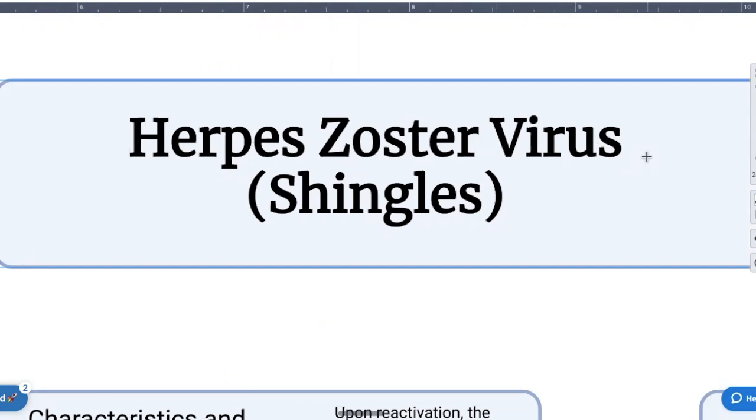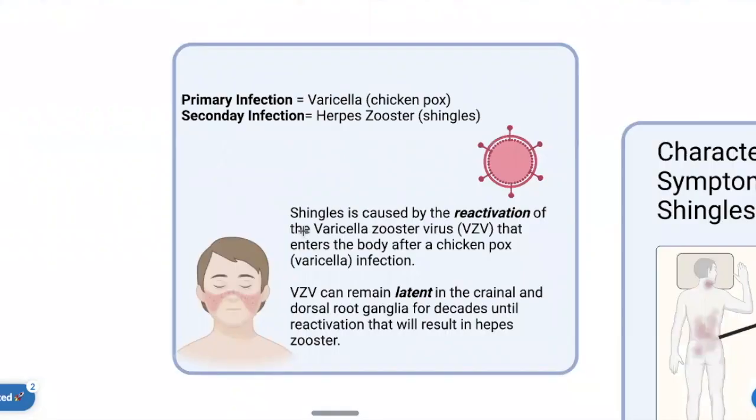Let's talk about the herpes zoster virus, also known as shingles. Shingles is caused by the reactivation of the varicella zoster virus that enters the body, usually as a child, after a round of chickenpox or varicella infection.